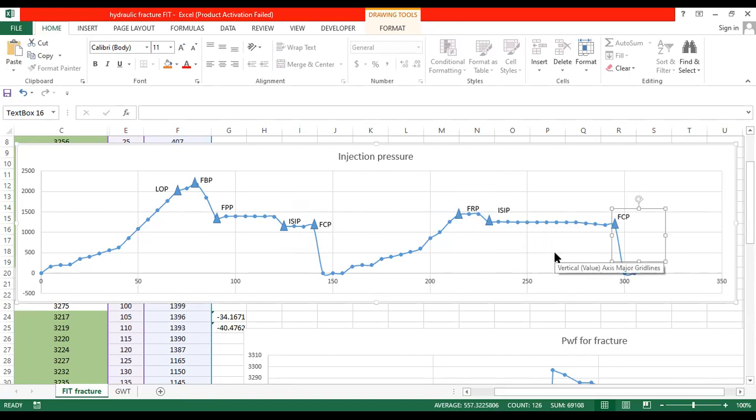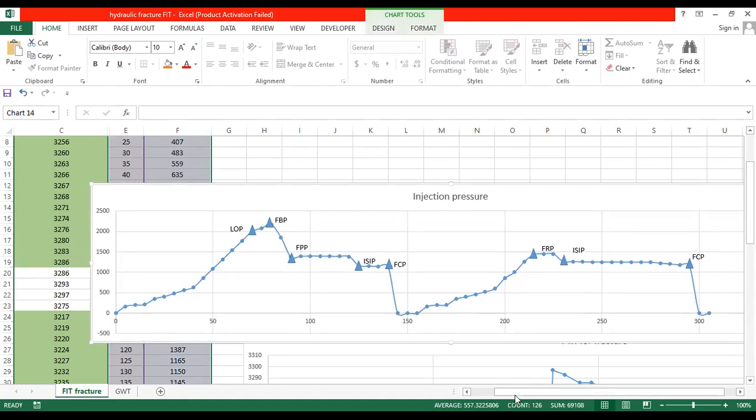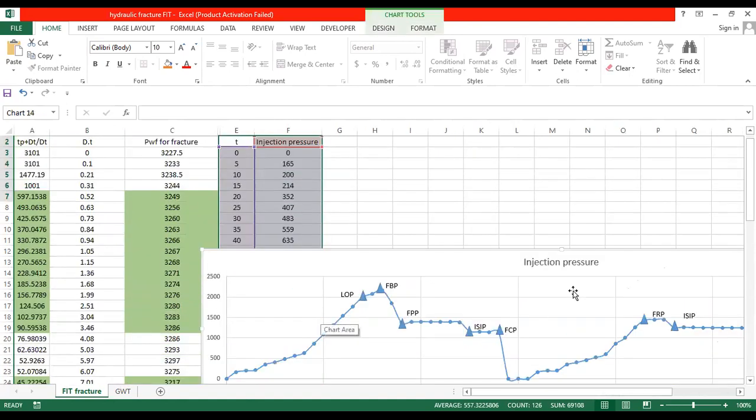So this is how the formation integrity test will help us understand how hydraulic fracturing works and how fractures can be sustained for a longer period. So with that, we are going to close our session with these two graphs.